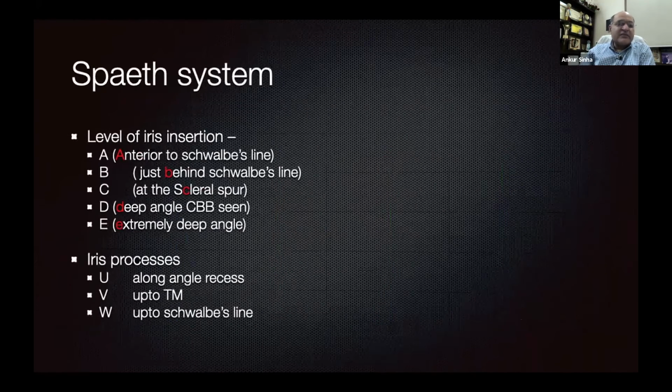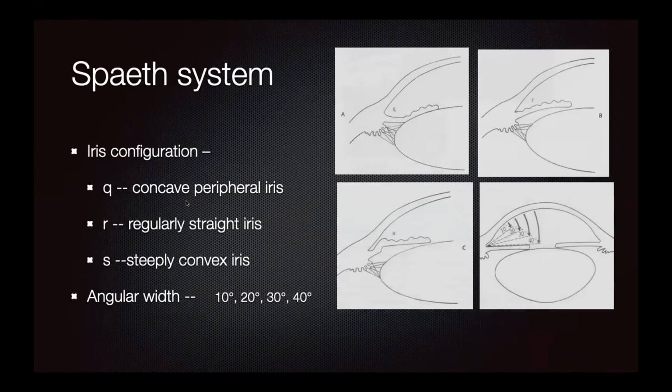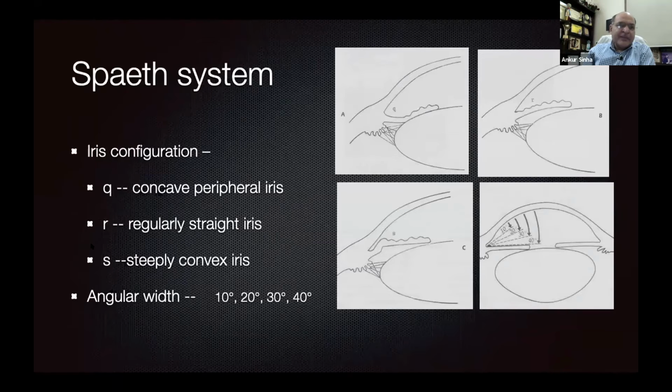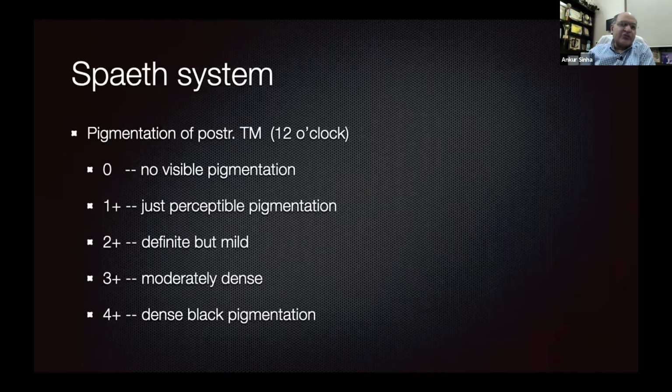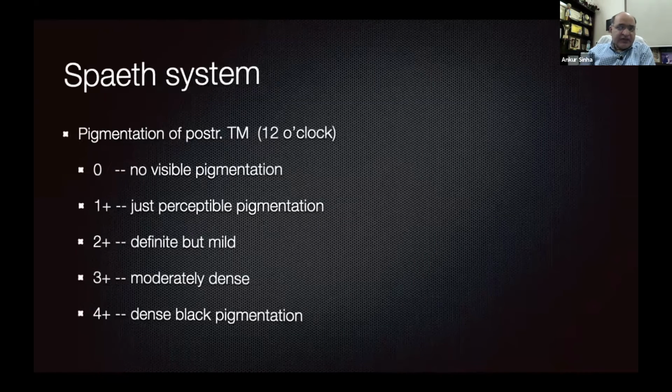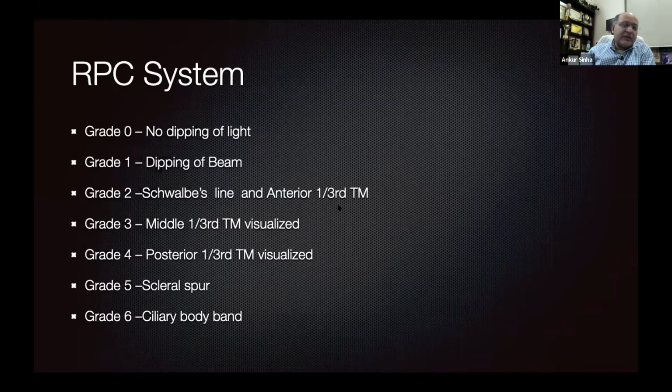A commonly used system is the Spaeth system, where the level of iris insertion is noted: A as anterior to Schwalbe's line, B as behind Schwalbe's line, C as scleral spur, D as deep angles or ciliary body band, E in the extremely deep angles, and the iris processes in terms of U, V, and W. Then we also note the iris configuration: Q as convex, R as regular, and S as steep concave. The angular width is also measured in terms of 10, 20, 30, and 40 degrees. And we also note the pigmentation at 12 o'clock, from no visible to dense pigmentation of the trabecular meshwork.